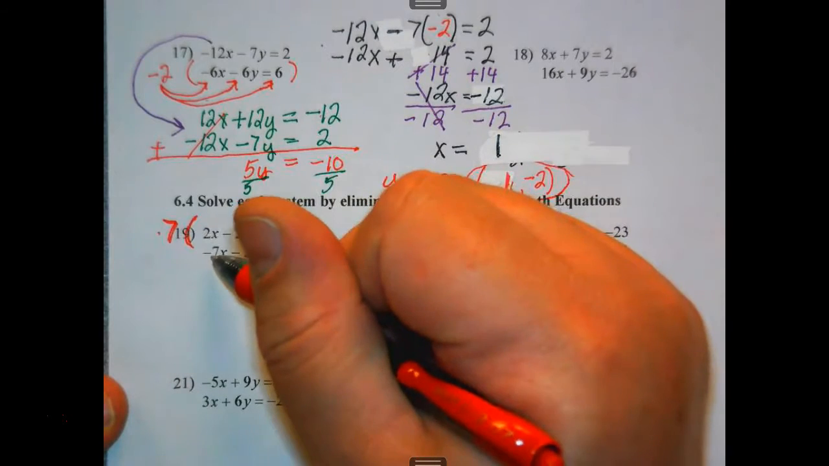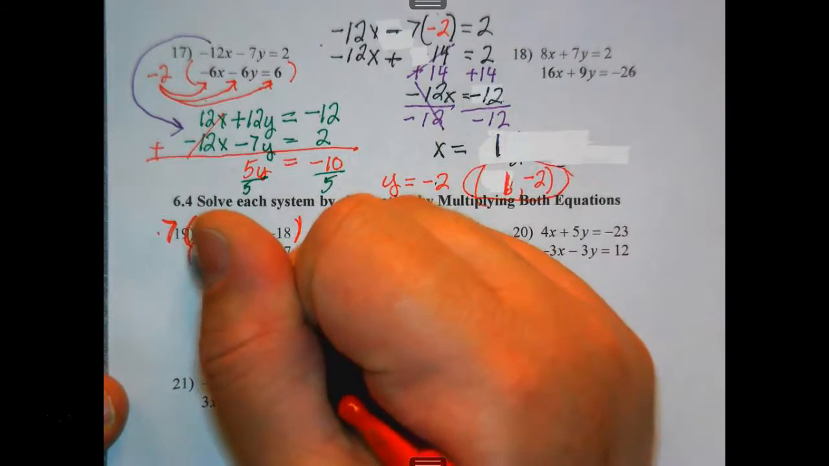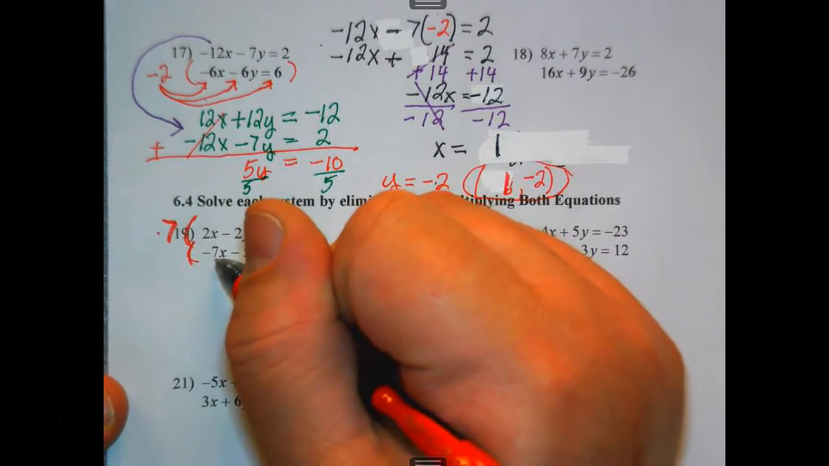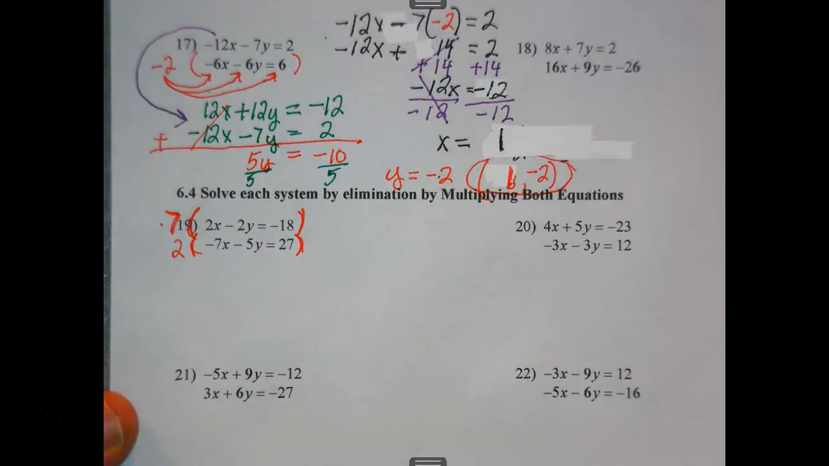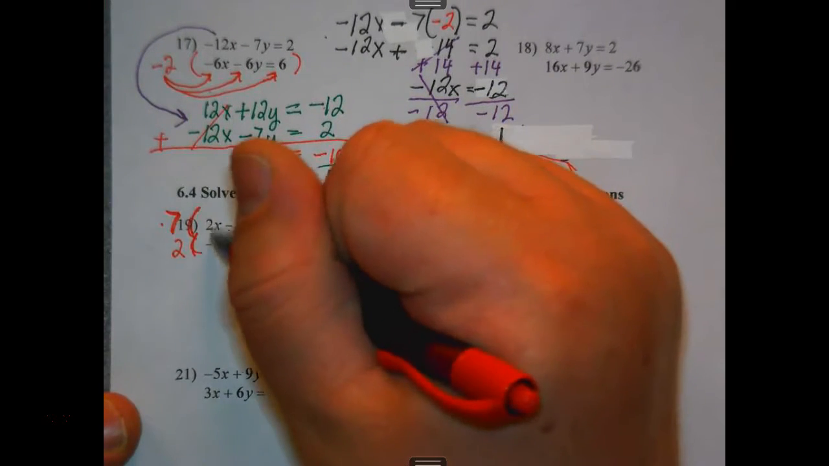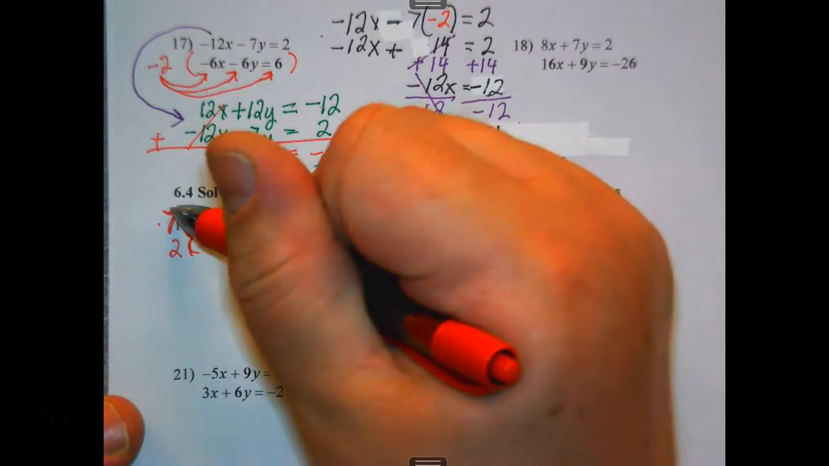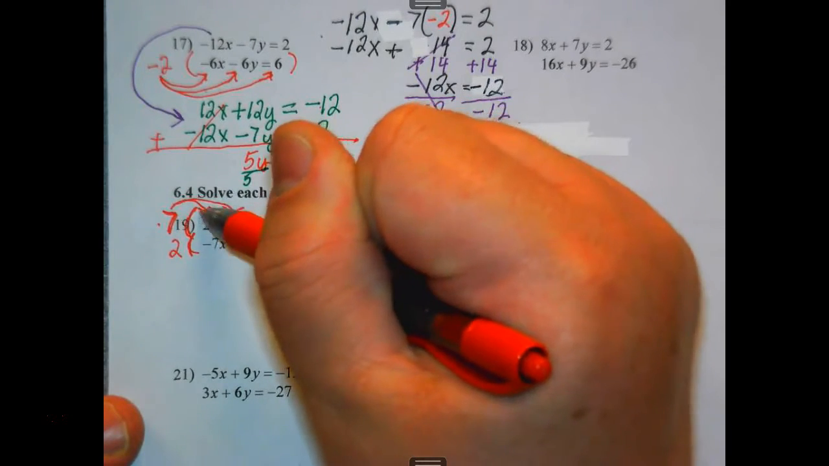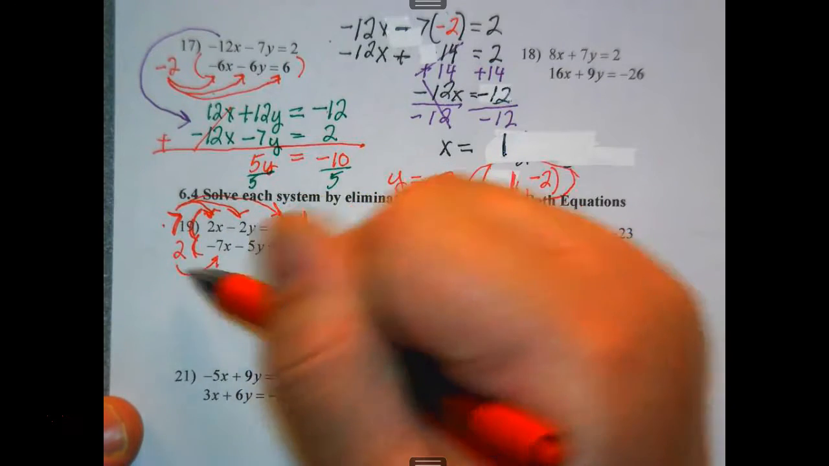Okay, we want one positive, one negative. Then we're going to multiply the bottom one by, let's see, we multiplied this by 7, so we're going to multiply this one by 2. Sometimes it's really confusing to try to figure out what numbers to multiply. Just multiply them by the coefficients. So distribute the 7 to each term and distribute the 2 to each term.